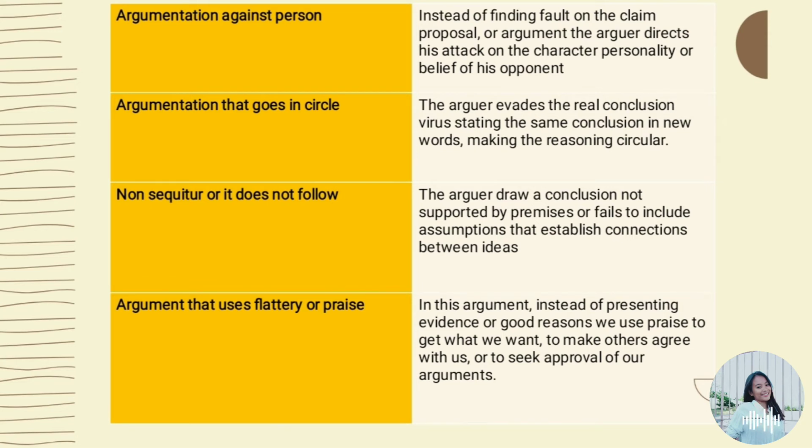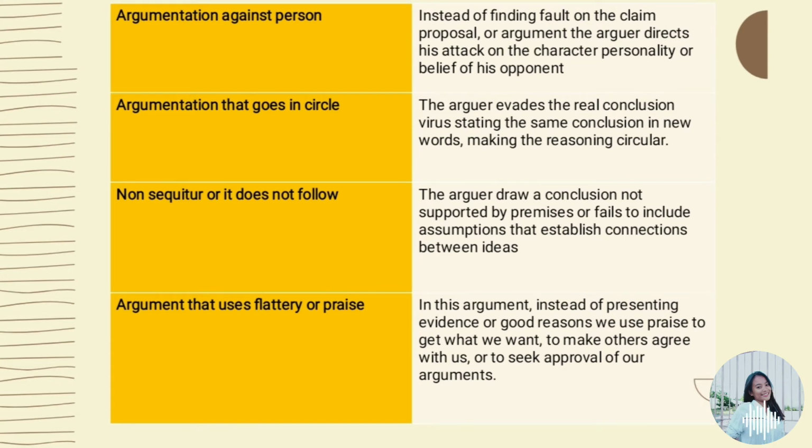The next one is the argumentation that goes in a circle. It is circular reasoning. The argument is restated rather than proven, or the arguer evades the real conclusion by stating the same conclusion in new words, making the reasoning circular. For example, 18-year-olds have the right to vote because it's legal, and it's legal for them to vote because they are 18 years old. You're just restating the statement.